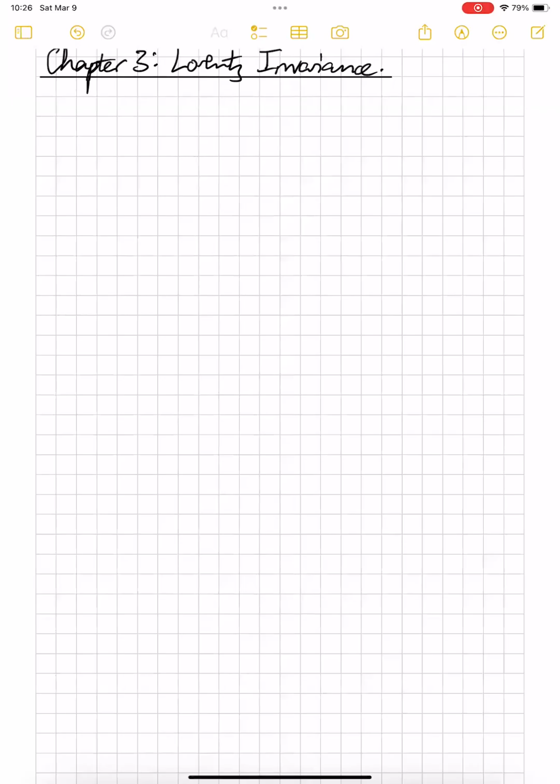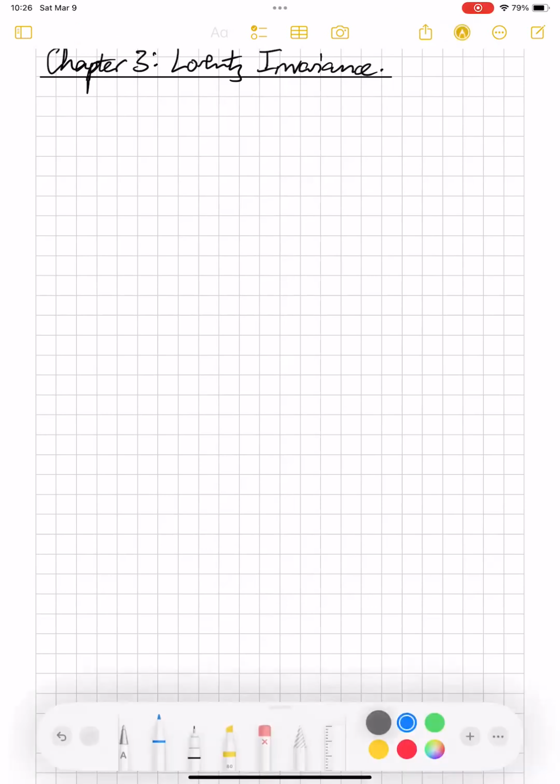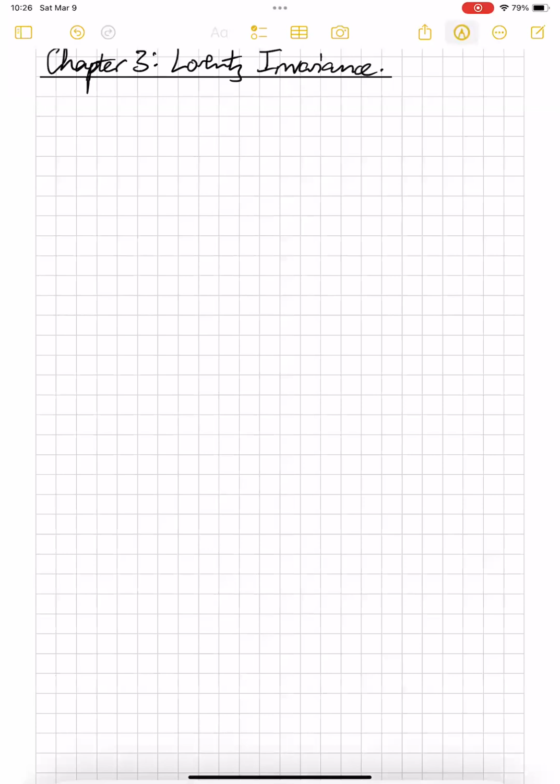Okay, so now I want to look at the energy momentum four-vector. So we've got P mu equals to E. And just for the first part of this lesson, I'm going to keep the speed of light. Okay, so I'm not going to set c to 1. So we've got P and we've got c.